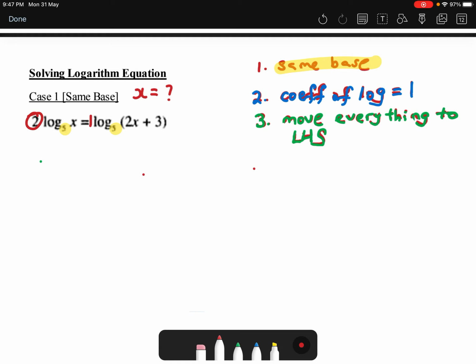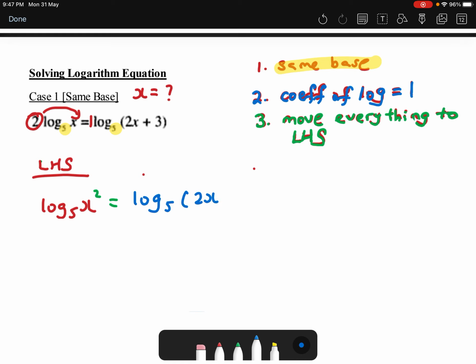So I try to move my 2 to the x there. We need to use the logarithm law. And third, we must move everything to the left hand side. So let's do it. For the left hand side, log base 5 x, when I move my coefficient of 2 to the x, it becomes like this, x squared, equal to, and for the right hand side, log base 5 of (2x + 3).